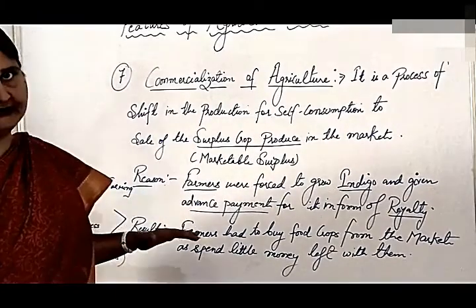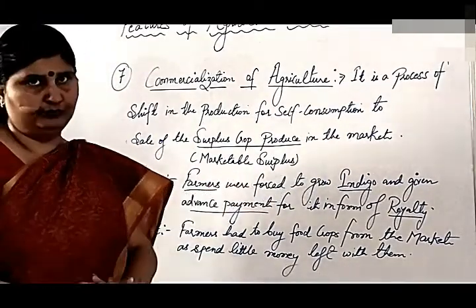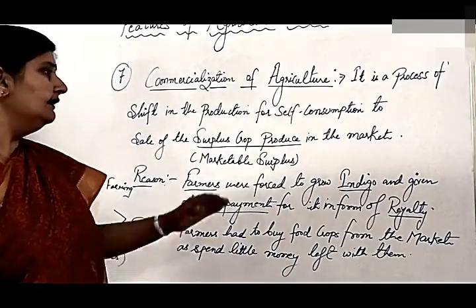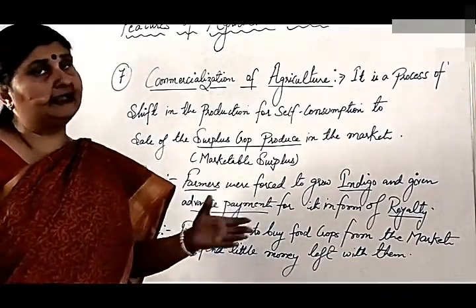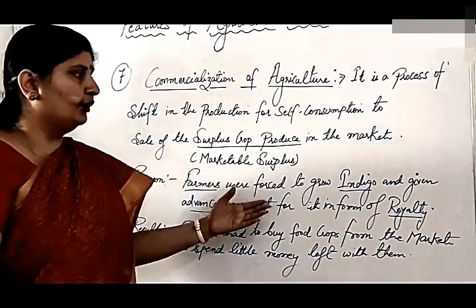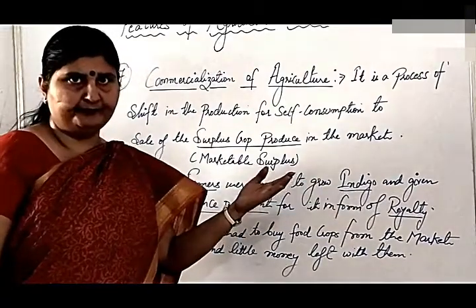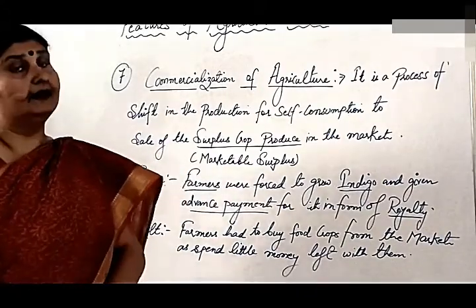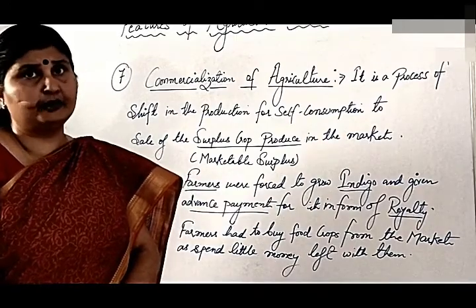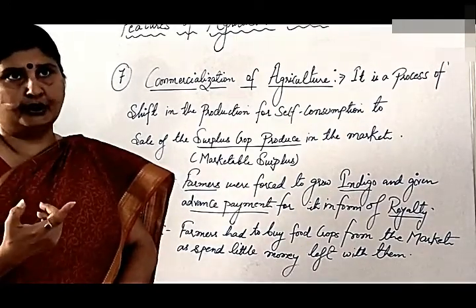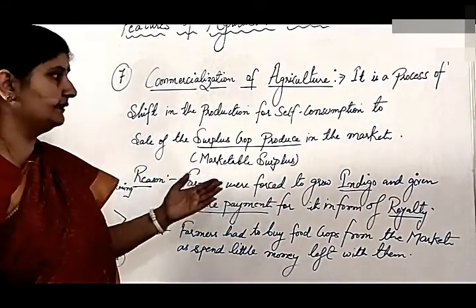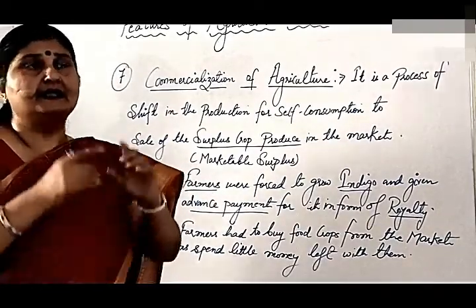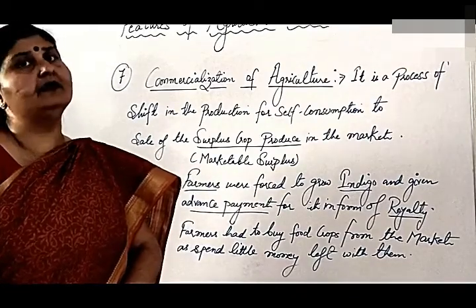Now what was the reason for this? Farmers were forced to grow indigo. Indigo is a crop which was used to create a dye of blue and violet color. An advance payment was given by the zamindars and the British government to the farmers in order to grow this crop. It was a commercial crop because it was sold in the market at a very high price. See, earlier the British government and zamindars did not pay a single penny to the farmers to produce the food crops. But now, because they wanted the farmers to grow this commercial crop, indigo, they started paying advance money to the farmers. This was the type of exploitation they did with our Indian farmers.